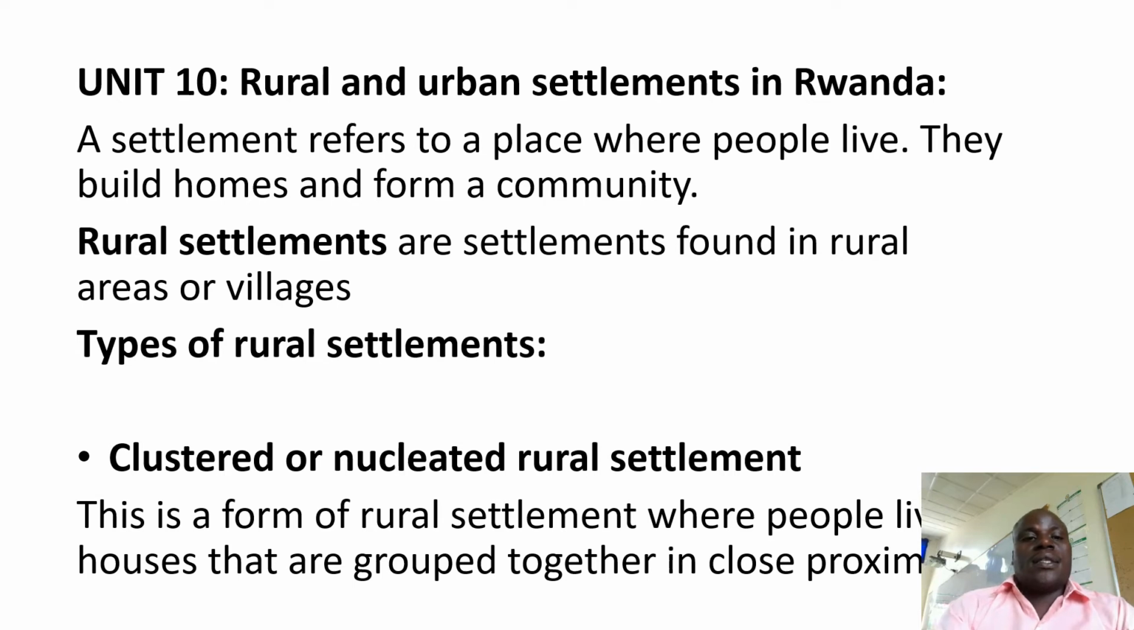Okay, class, this is Unit 10 and it is about rural and urban settlements in Rwanda. In Rwanda, some people live in villages and others live in towns. So under this lesson, we are going to define a settlement, define rural settlements, and explain the types of rural settlements in Rwanda. So what is a settlement?